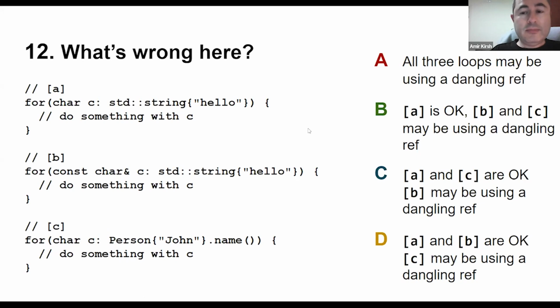Two of them? One of them? Which one? This one is important, I would say. You take a look at that and you say, well, I didn't think about that. Well, maybe I have something like that in my code. Which one of the three, or two of the three, or maybe three? Because answer A says all three loops may be using dangling pointers.